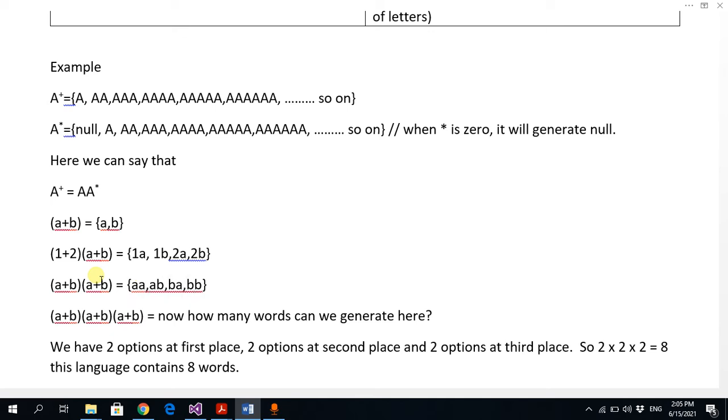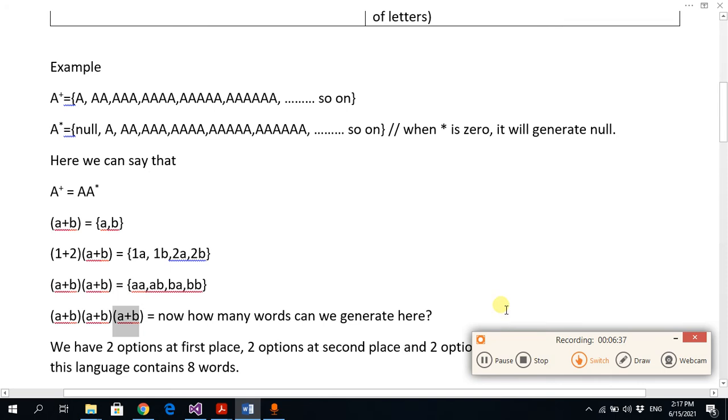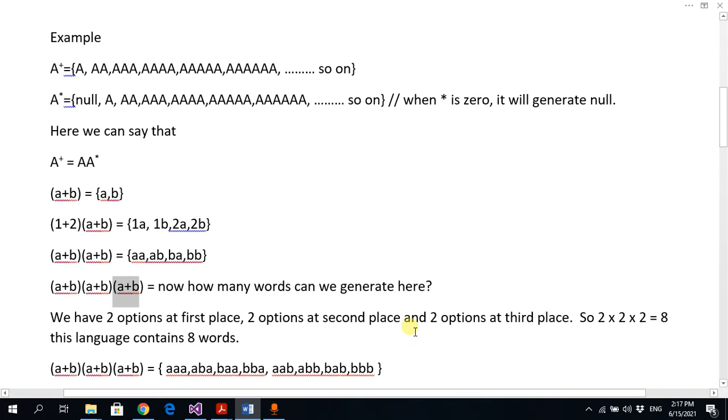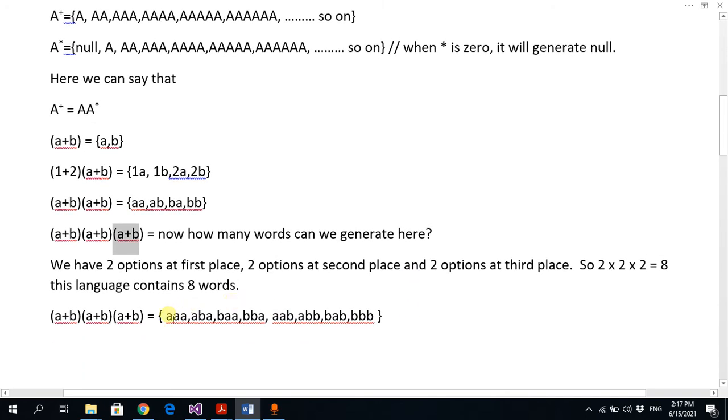And in the same fashion, if you have this regular expression, then you need to guess how many words are possible from this. Then you can say that you have 2 options here, you can pick either A or B, 2 options here and 2 options here. So in total, 2 into 2 into 2, we have 8 options. And these are those 8 options. The possible words that we can generate from this regular expression are AAA, ABA, BAA, and so on.